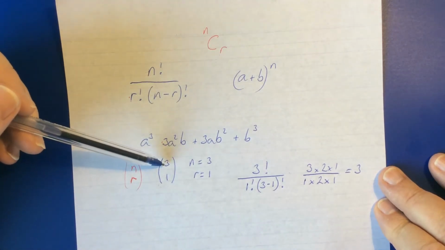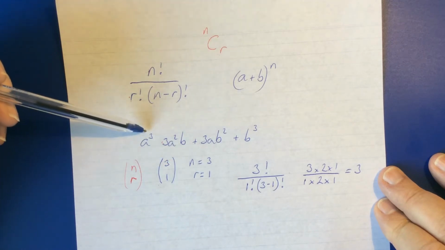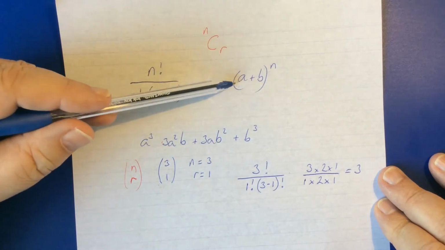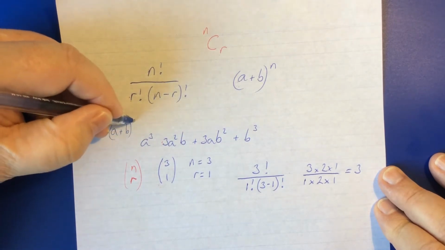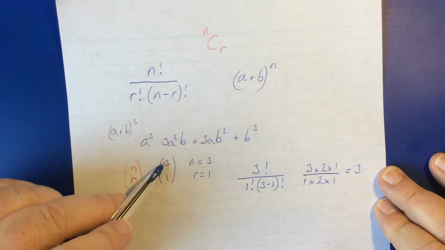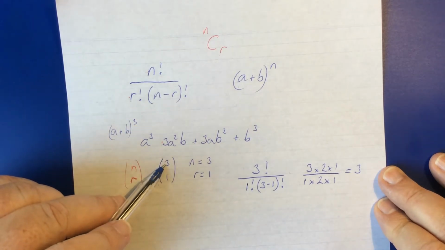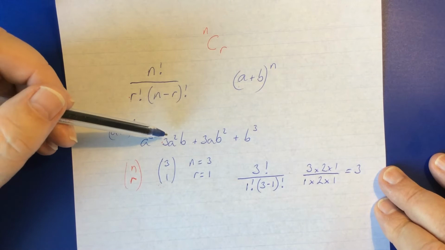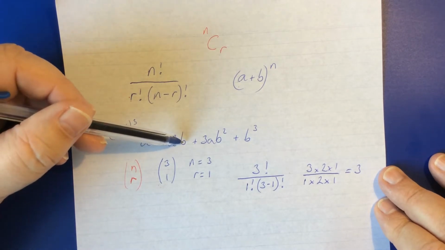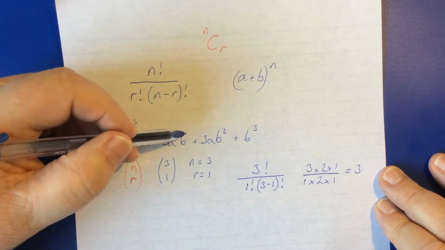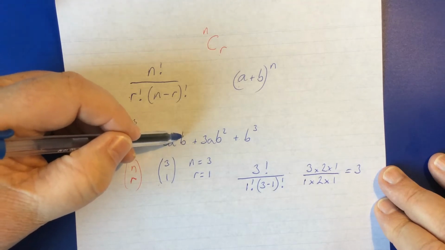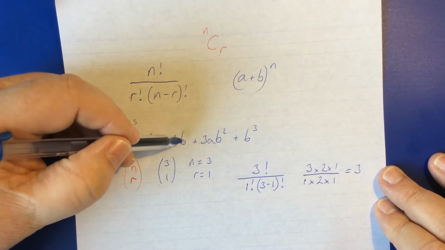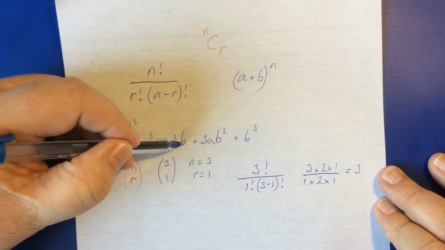Okay, so we're raising this expression to the power of 3. So this is the expansion of (a + b) to the power of 3. That is n. So that number goes there. Okay, and the 1 is probably most easily explained as being the power of this pronumeral here.